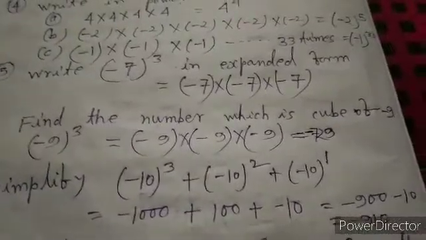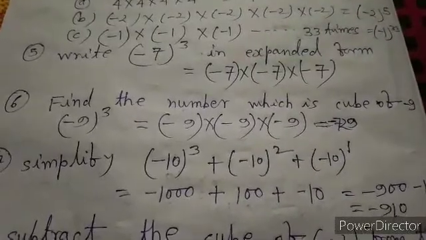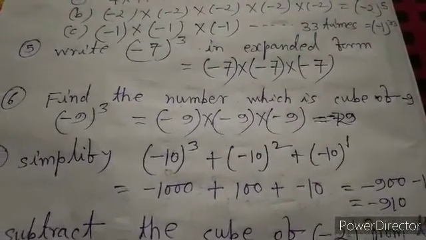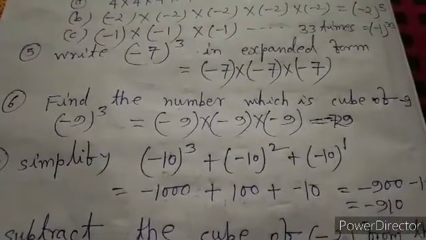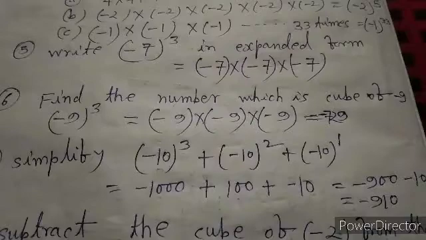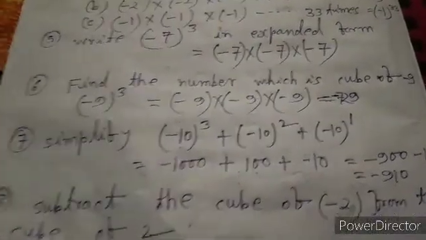Here we observe that minus 10 to the power 3 is equal to minus 1000, minus 10 square is equal to 100, and plus minus 10 to the power 1 can be written as minus 10. So its answer will be equal to minus 910.